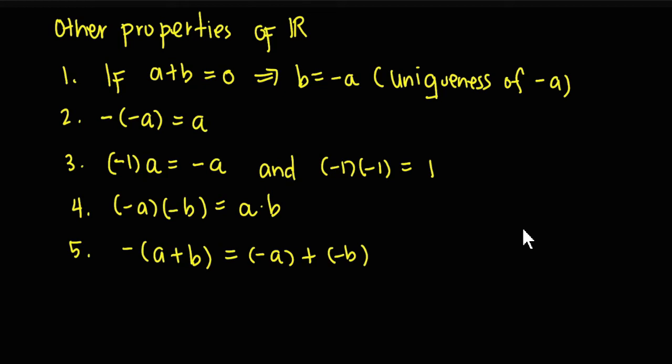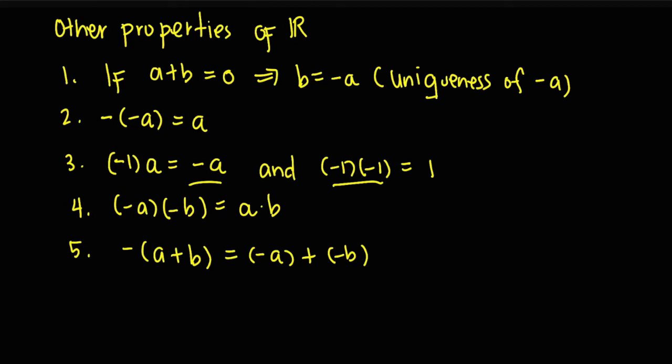Negative 1 times a is the same as the additive inverse of a. So that means if you have negative 1 times negative 1, by this property, that will become the negative of negative 1. But the negative of negative a is a. So that means that the negative of negative 1 is simply 1.